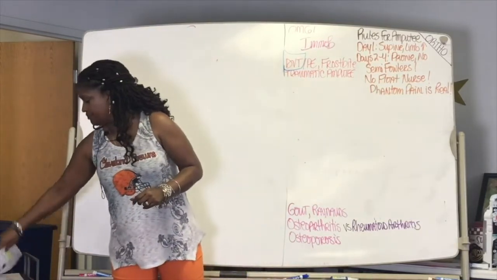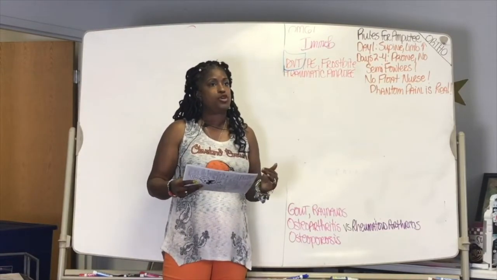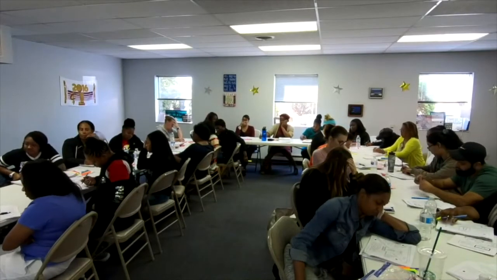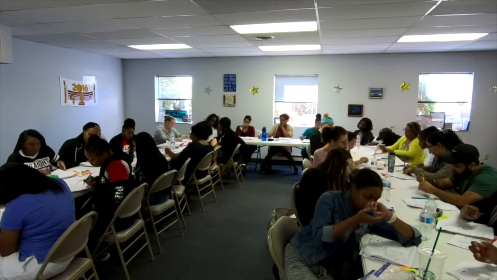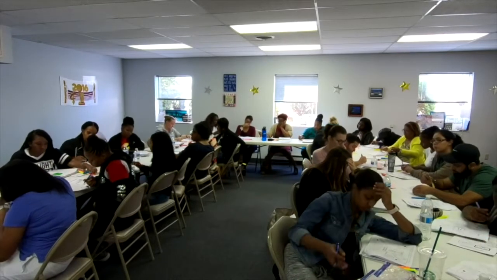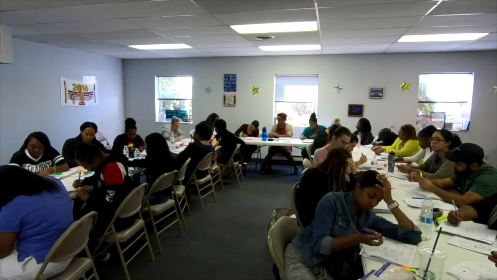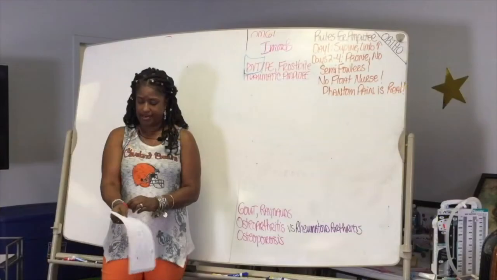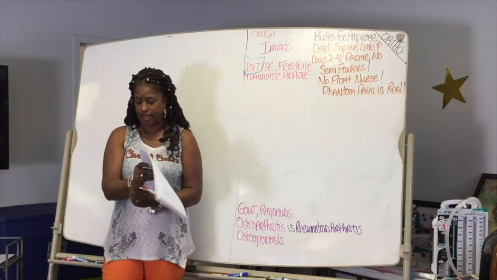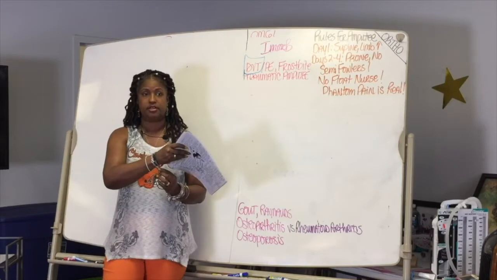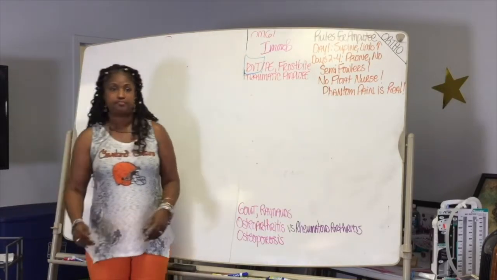Now, if you look at the actual handout, you are wrapping this limb. Use a figure 8 dressing approach. It's called a figure 8. It looks like the infinity sign, right? I have one of those on my bracelets. So it's like a figure 8. Okay? Figure 8.